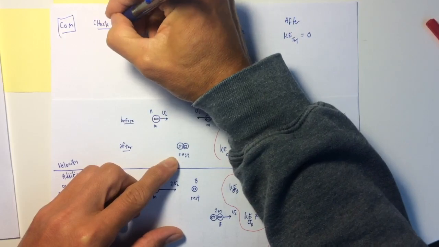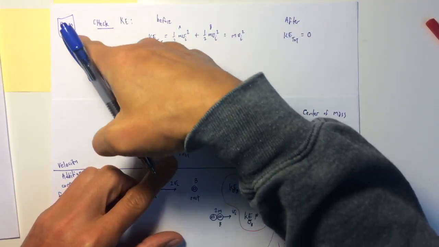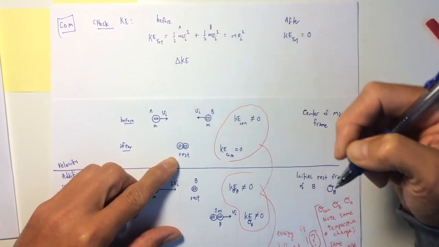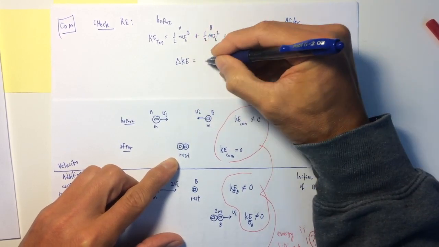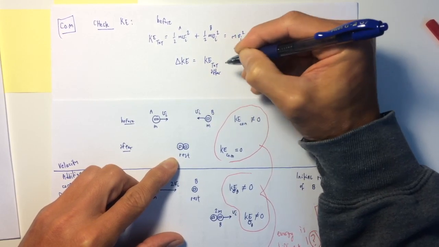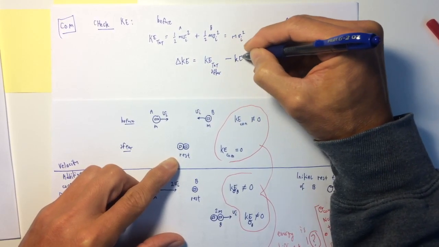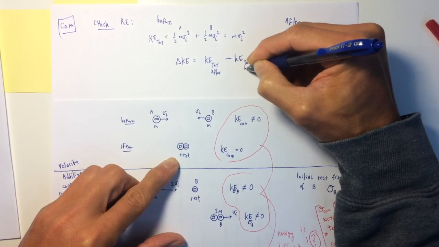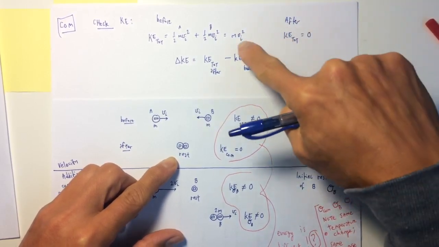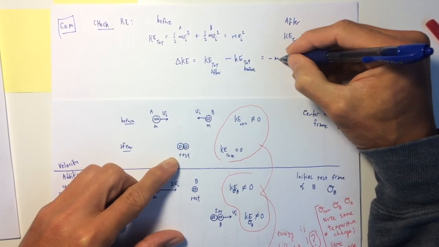So what I mean by checking the kinetic energy in the center of mass is checking what happened to the kinetic energy. And it turns out that the kinetic energy total after the collision minus the kinetic energy total before the collision is equal to, right, 0 minus mvi squared.